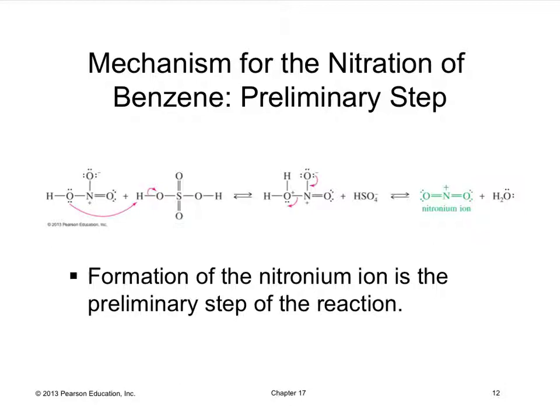So let's look at this mechanism in a little bit more detail. Here you have electrons from your nitric acid pluck off the proton from the sulfuric acid, generating the complex shown here. Then you have electrons from your oxygen come down, kick off the water, generating the nitronium ion. And this nitronium ion is the reactive electrophile.